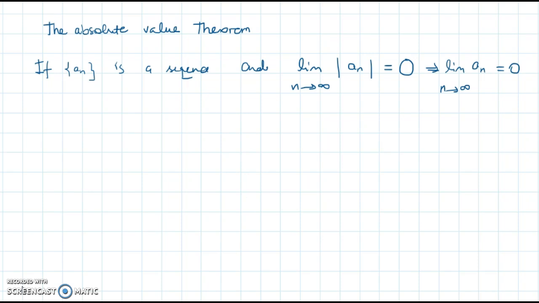So I won't write what the proof of this is, but I'll just let you know what you have to do, and you should try. So try to apply the squeeze theorem for the sequences minus absolute value of an, and absolute value of an.